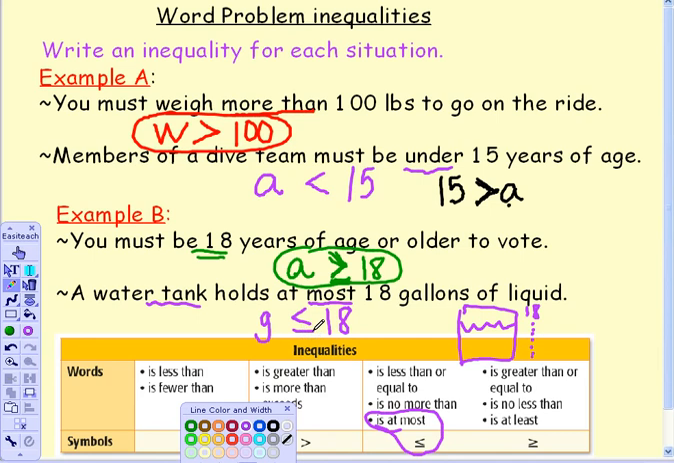So it's okay to use some common sense on some of these problems too. You know, think of a number like 20 maybe. If you put 20 gallons of water in this tank, it's going to overflow. So this G that you're representing has to be a number smaller than 18, or it could equal 18. You could also hold 18 gallons of liquid in that tank, okay?